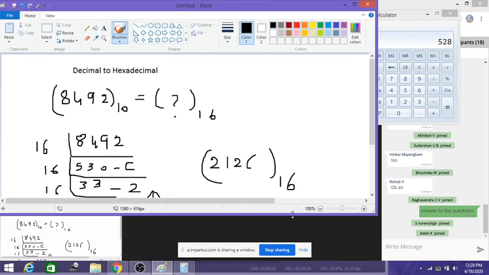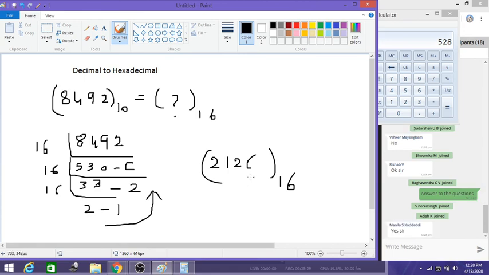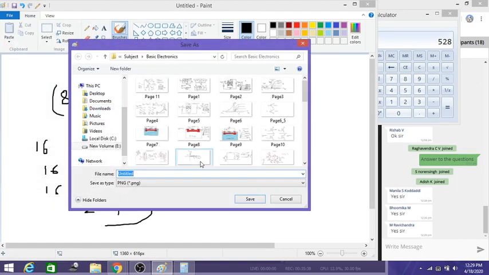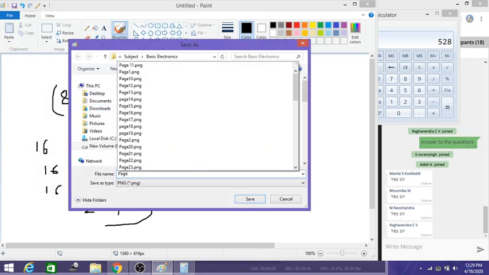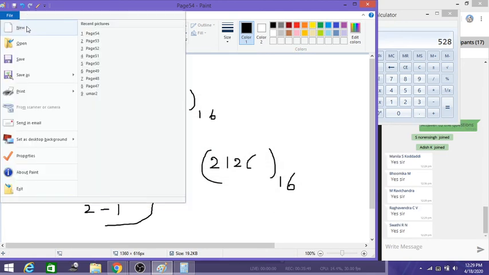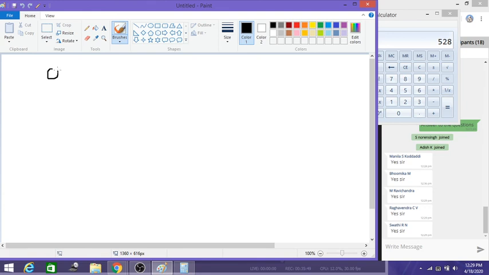Let me quickly jump into one more subsection of this, the conversion of a fractional decimal number to a hexadecimal number. Let me save this page, page 54, and let me take a new page here. Let me take an example here. If you want to convert this fractional number 0.593 to the base 10 to hexadecimal, it's the same thing here again.